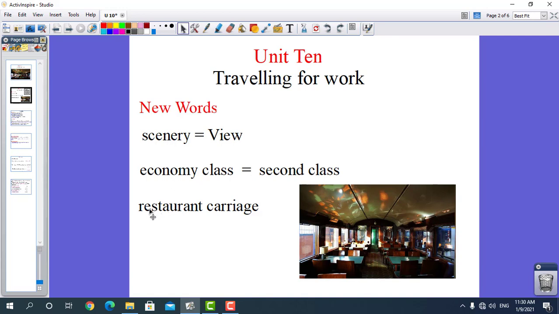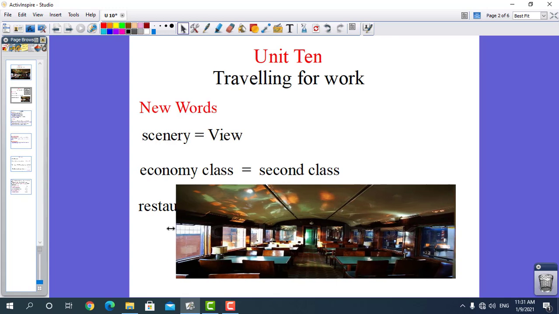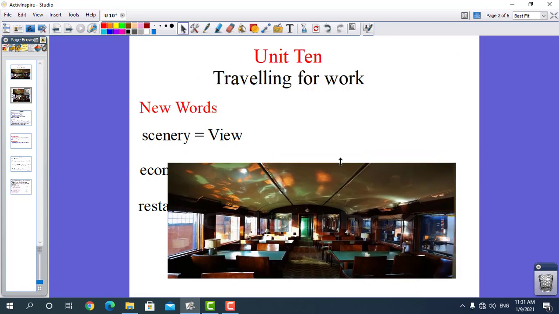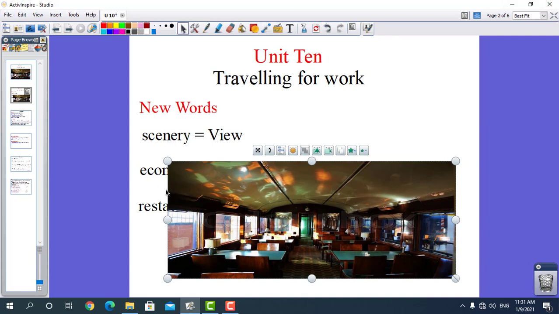Okay? Then we have the restaurant carriage. Every train that is used for traveling long distances must have restaurant carriages. It's a carriage in the train that can be used as a restaurant for meals, for having some drinks, and so on. Okay?